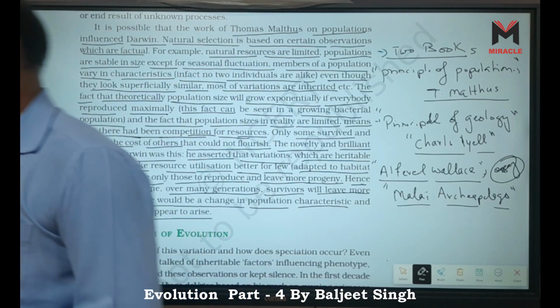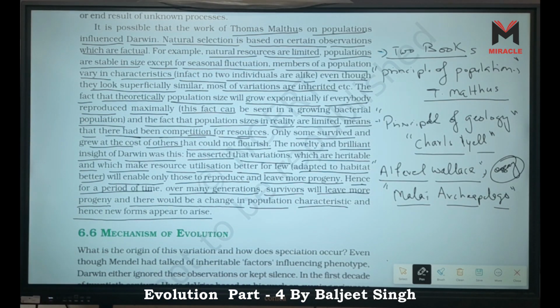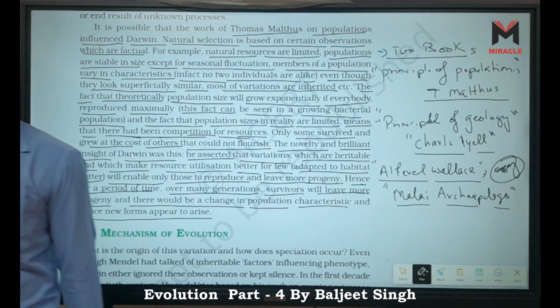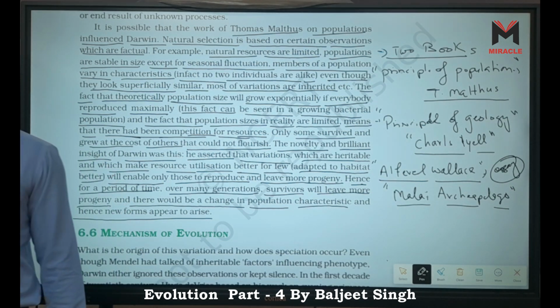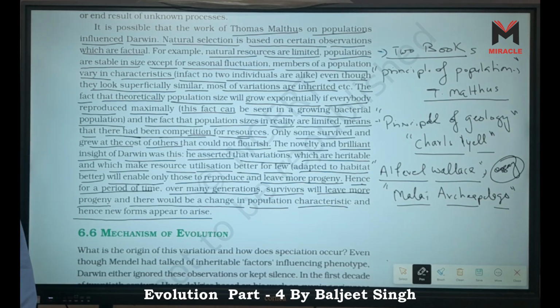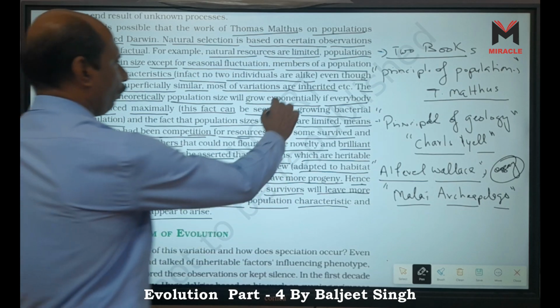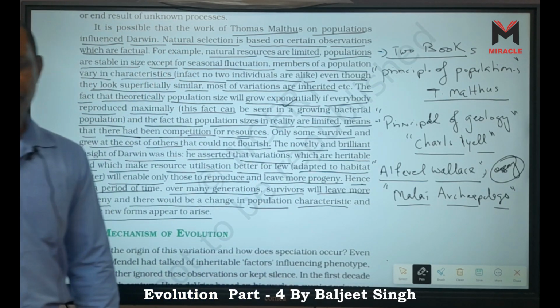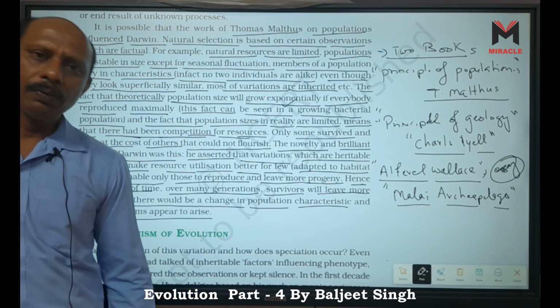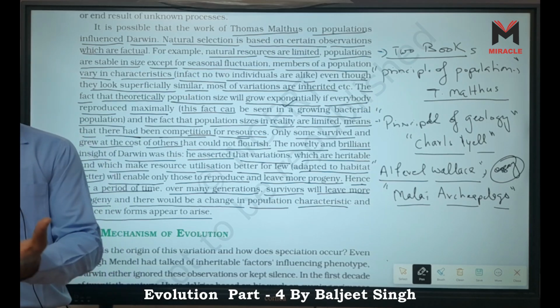That is called Darwinism. According to Darwinism, like Lamarck had 4 principles, Darwin also has 5 principles. First is overpopulation. Overpopulation means what? We can say exponential growth.